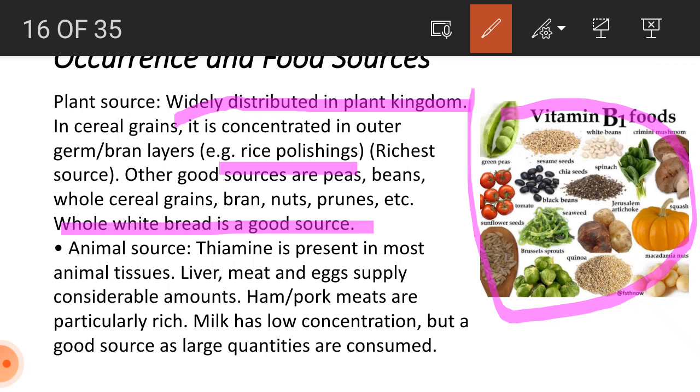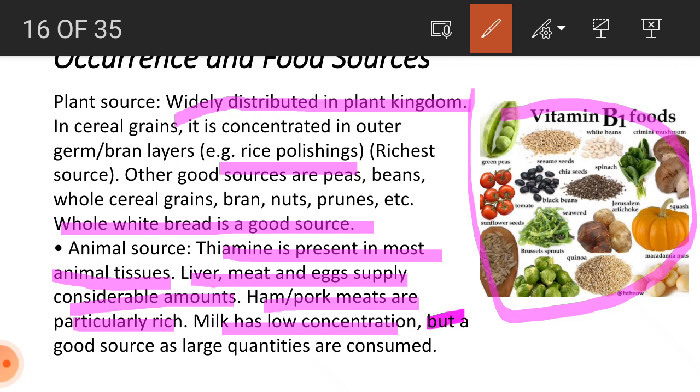Animal sources. Thiamine is present in most animal tissues. Liver, meat and eggs supply considerable amounts of vitamin B1. Ham or pork meats are particularly rich in this vitamin. Milk has a low concentration but is a good source as large quantities are consumed.